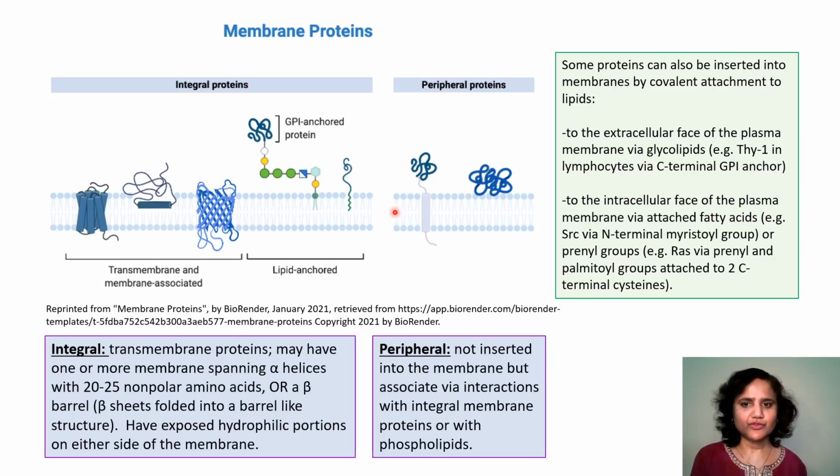Another example, which is not shown here, could be the attachment of certain proteins to the intracellular face of the plasma membrane via covalent attachment to fatty acids. An example of this is the SRC oncoprotein, which is attached via an N-terminal myristoyl group, or prenyl groups in case of the RAS protein, where the prenyl and palmitoyl groups are attached to two C-terminal cysteine residues in this protein.